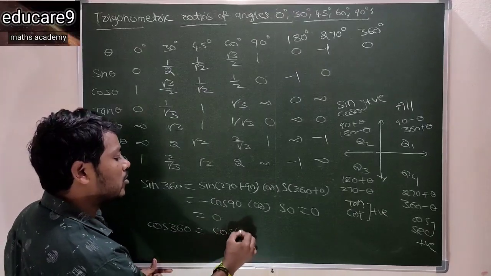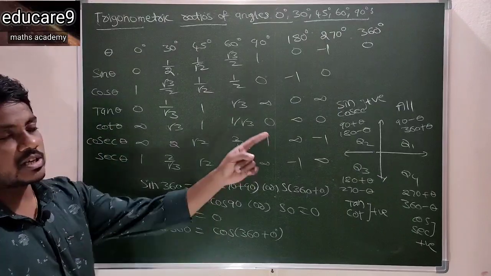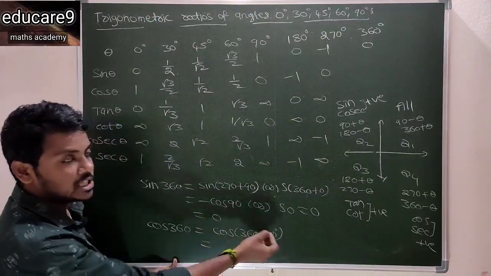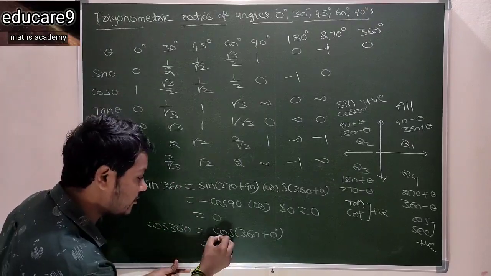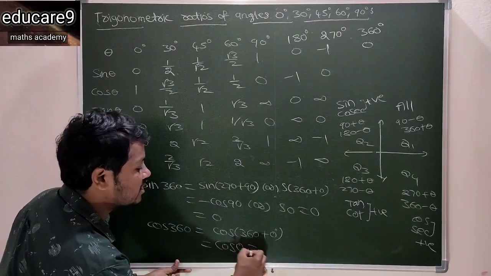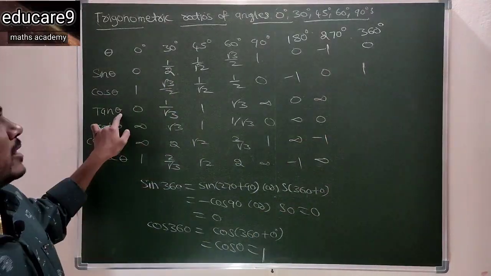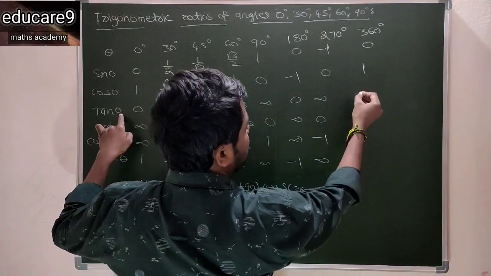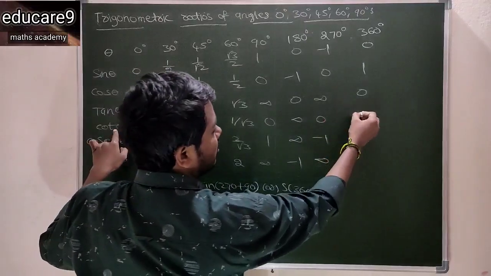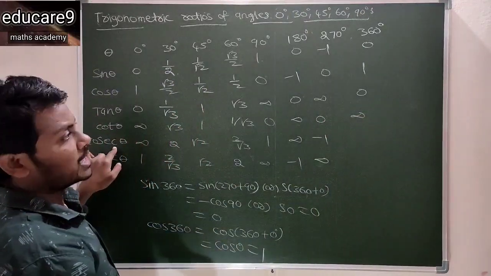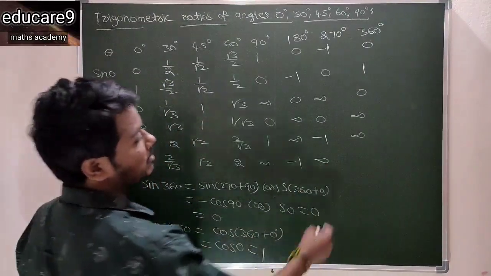How to write? Cos of 360 plus 0 degrees. 360 plus theta, first quadrant. And for 360 plus theta the trigonometric ratios are unchanged. You will get cos only. Cos 0 value is 1. Therefore cos 360 value is 1. So tan 360, sin by cos, you will get 0. And cot 360, 1 by 0, undefined. Next, cosec 360, 1 by 0, undefined. And sec 360, 1 by 1 is 1.